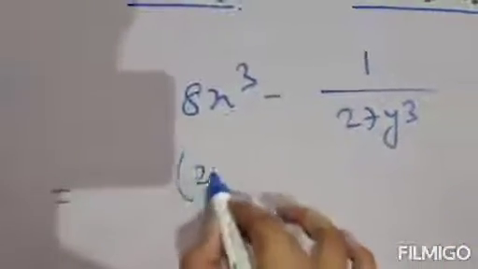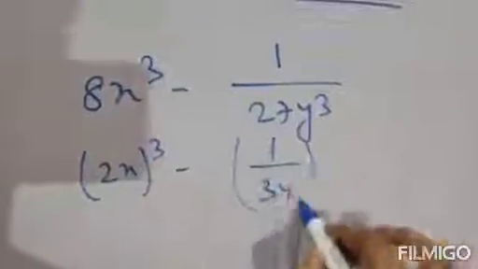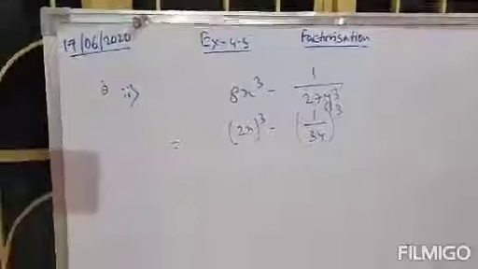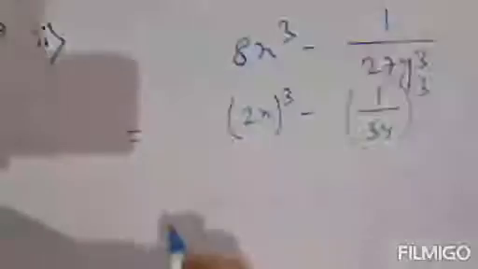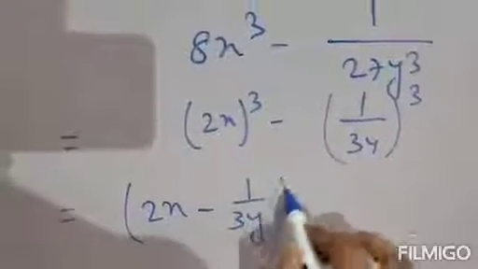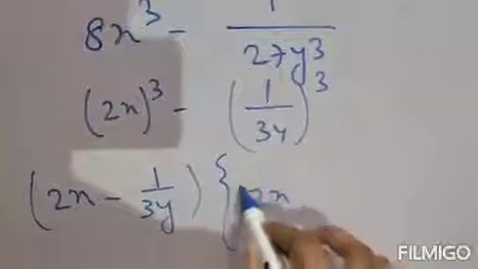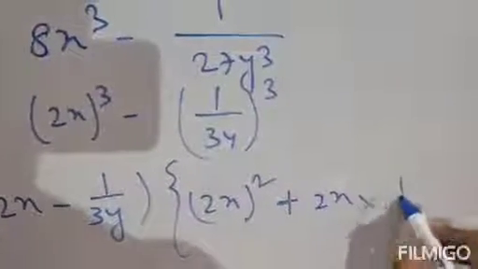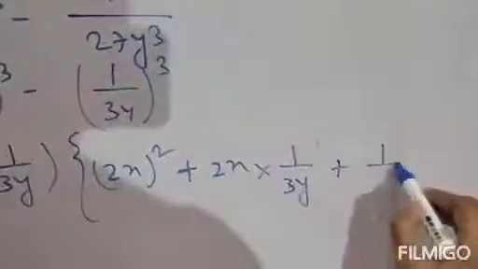Now this is very easy, it is already in cube format, so you can split this into two parts. That is 2x is your a and 1 by 3y is your b. So the a cube minus b cube formula says (a minus b)(a square plus ab plus b square), where a is 2x and b is 1 by 3y.